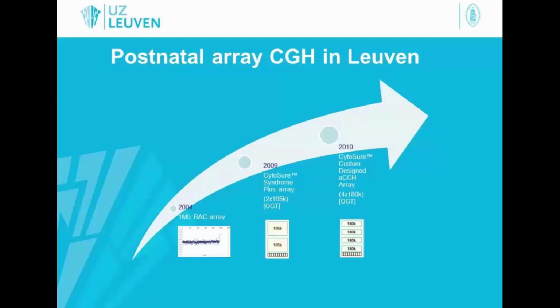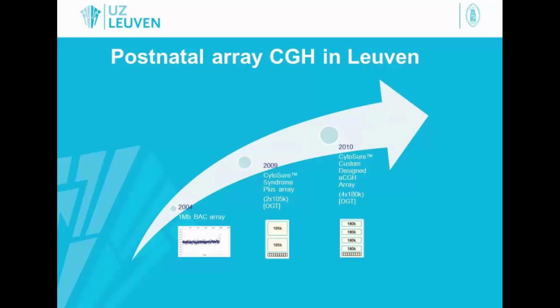First of all, I would like to take you through our history of array CGH in Leuven. For our postnatal arrays, we started back in 2004 with a homebrew 1 megabase BAC array. This was quite time-consuming and labor-intensive, to print the arrays ourselves and to have our in-house developed analysis tool.